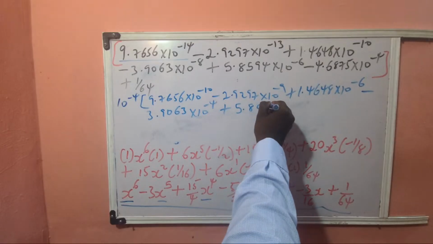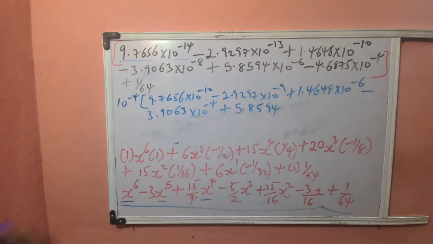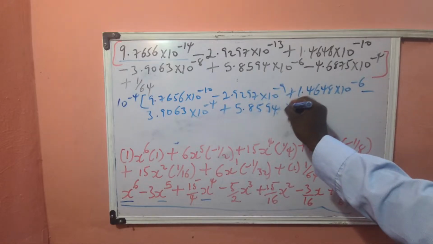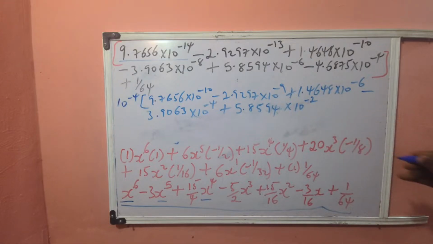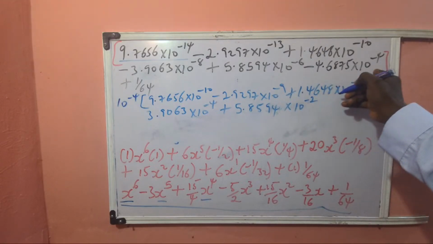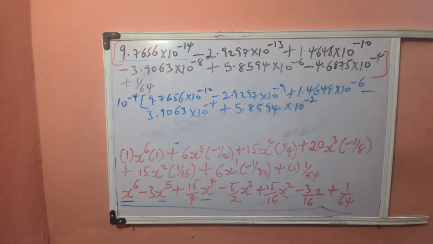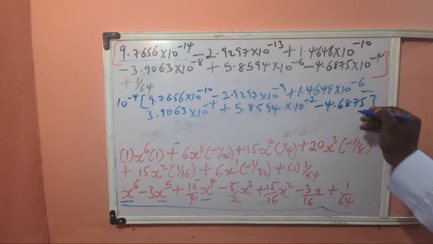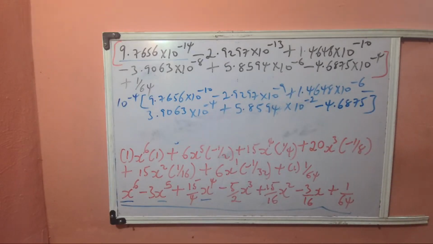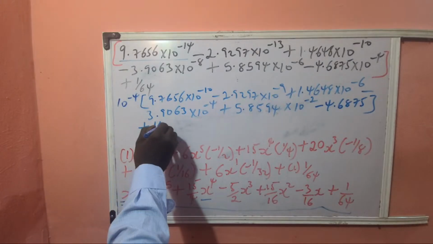5.85. This could be you in the exam hall, by the way, last year. If you were in the exam hall last year, this could be you trying to do all this. Times 10 raised to the power minus 2. And the final one, which was this, of course, it had a whole of 10 raised to the power minus 4. So it will be left with just the value alone. So minus 4.6875. This was the end of that bracket, and I have to remember my plus 1 over 64.